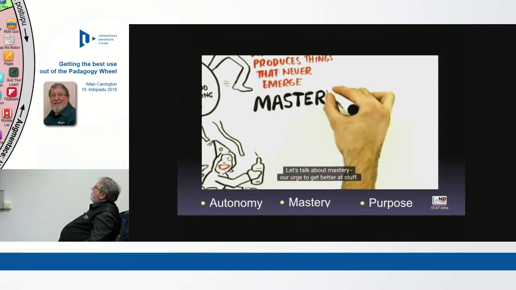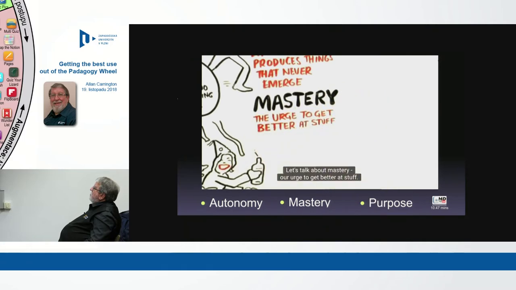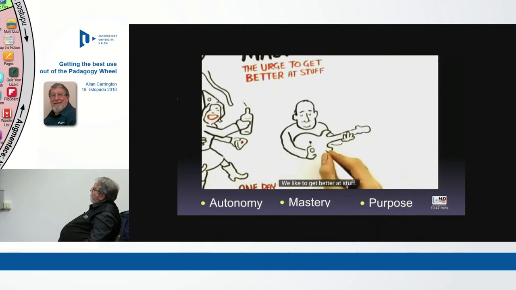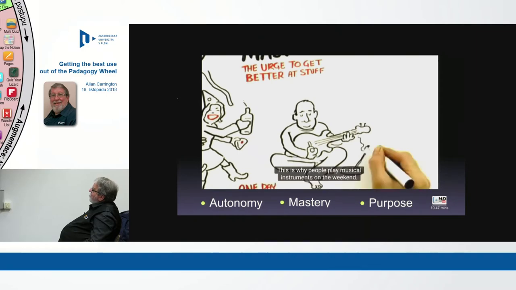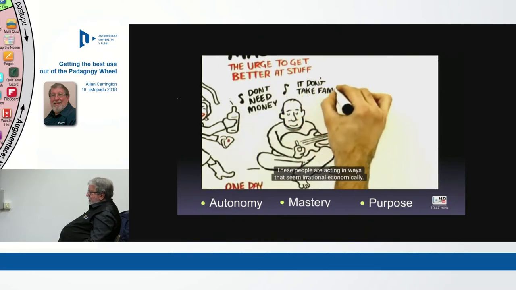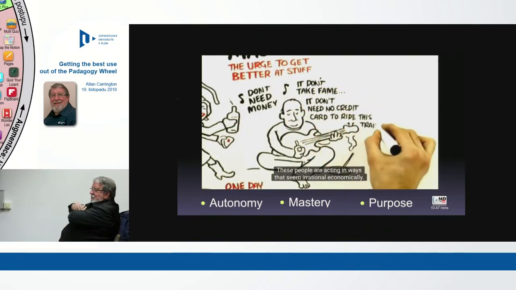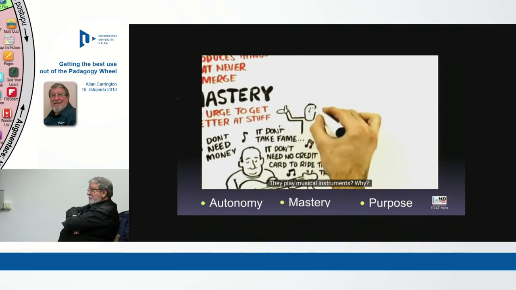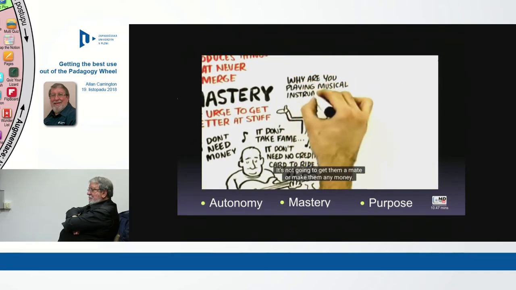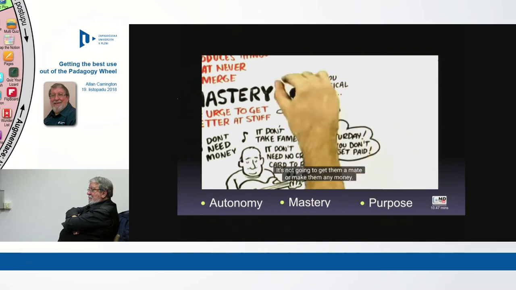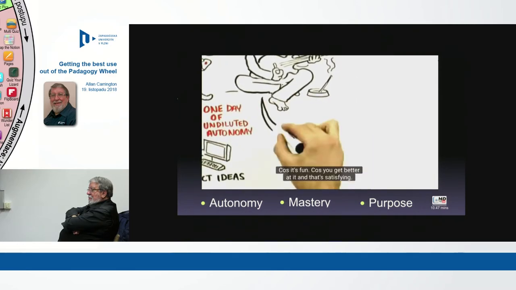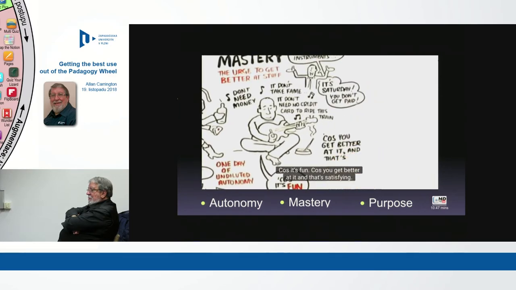Right, let's talk about mastery. Mastery is our urge to get better at stuff. We like to get better at stuff. This is why people play musical instruments on the weekend. You got all these people who are acting in ways that seem irrational economically. They play musical instruments on weekends. Why? It's not going to get them a mate. It's not going to make them any money. Why are they doing it? Because it's fun, because you get better at it, and that's satisfying.